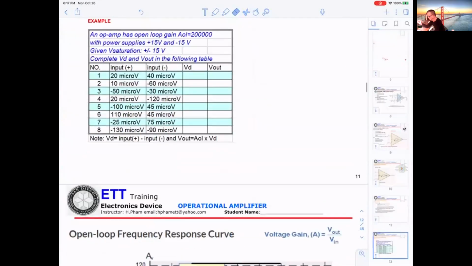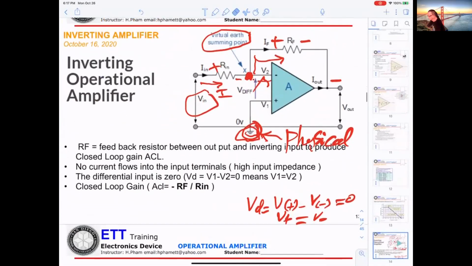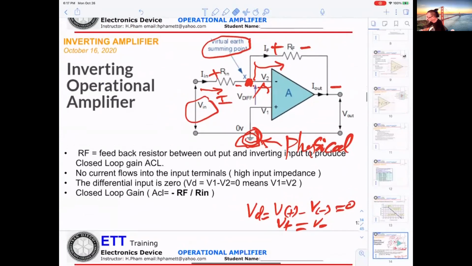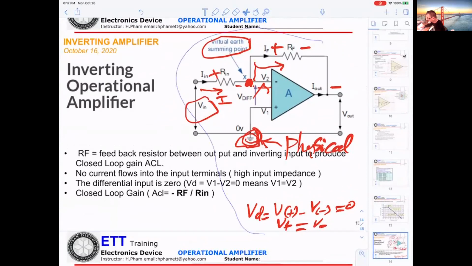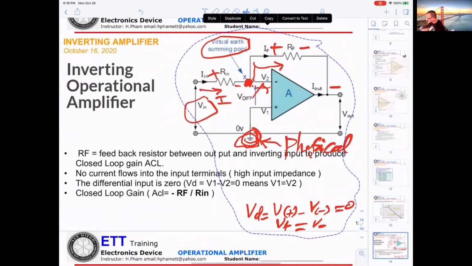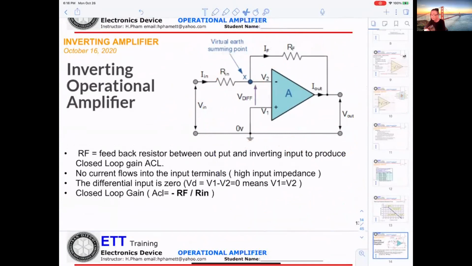Okay, now we will go faster here. Now this will just try to help you. When you're reading, you already understand how to get a closed loop gain and everything.